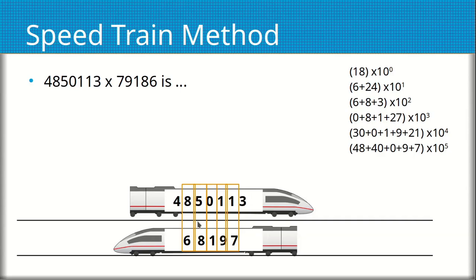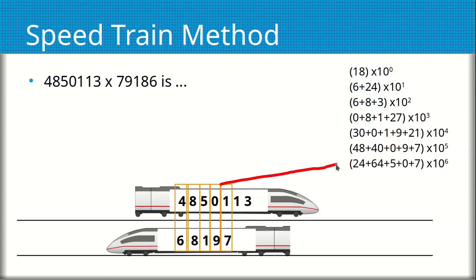Now 5 digits line up, because remember, we only have 5 digits on the bottom train. So that's the most that are ever going to line up. And we're ignoring the ends here. 8 times 6 is 48. 5 times 8 is 40. 0 times 1, 0. 1 times 9, 9. 1 times 7, 7. And that's our 10 to the 5 group.